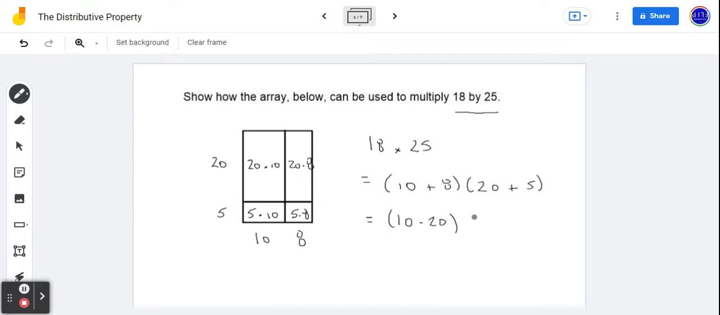Now the next partial product, I'll go 10 by 5. And I'll explain in just a moment why I'm choosing that order. So I'll add that partial product on. I'm running out of space, so I'm just going to drop down, use a square brace to show that. The next partial product will be 8 multiplied by 20. And the last partial product will be 8 multiplied by 5. So altogether, 200 plus 50 plus 160. I believe that's 90 on the end.